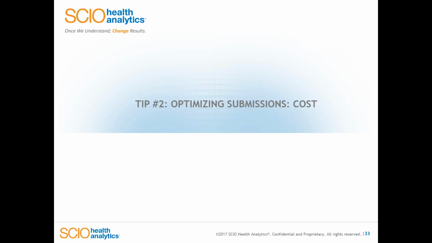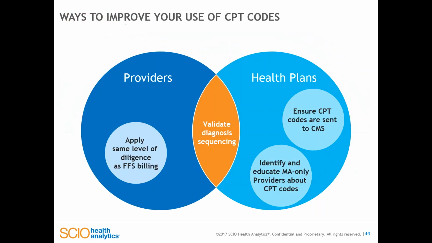So let's take a look at optimizing submissions in the cost world. When I say cost, I don't mean our cost. I mean the cost that CMS calculates using CPT codes that we as an industry send in. We need to apply the same level of diligence as fee-for-service. So fee-for-service billing, people who send fee-for-service claims to Medicare are very, very, very diligent. We need to have that same level of diligence.